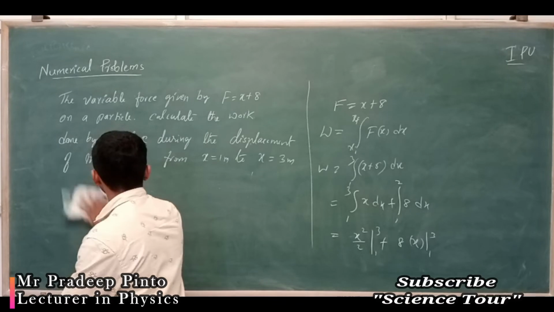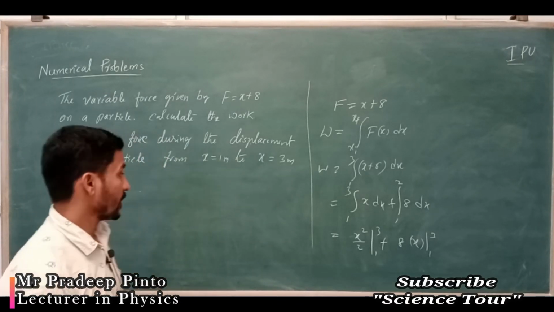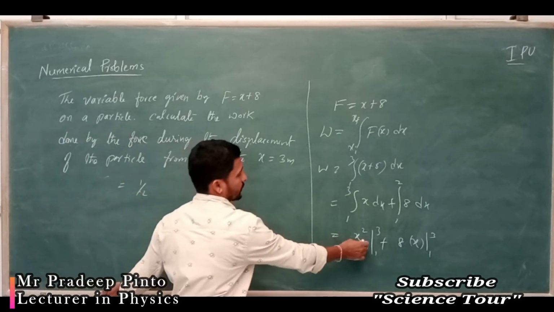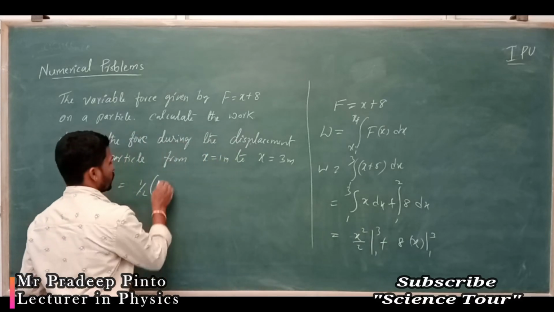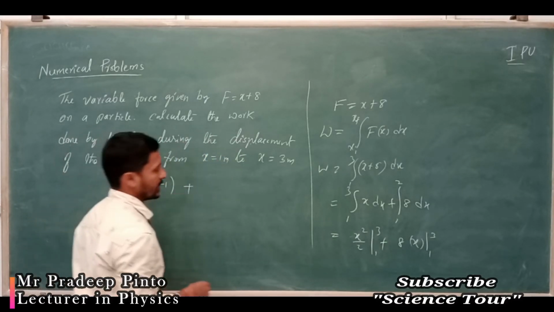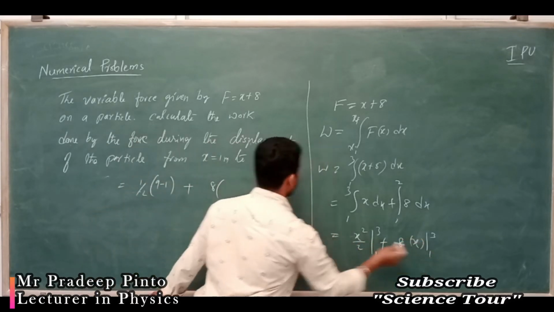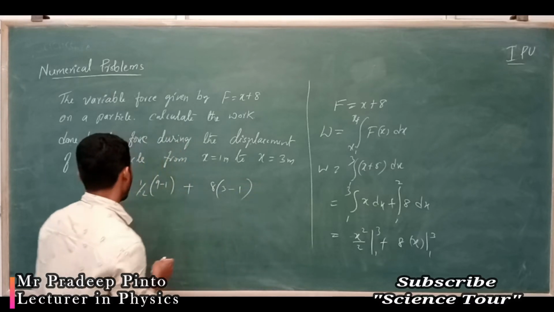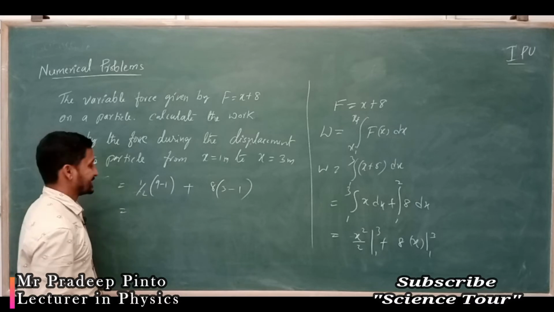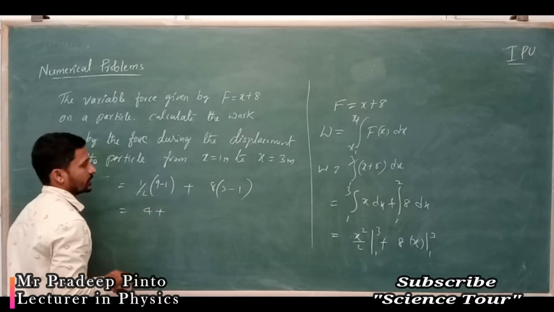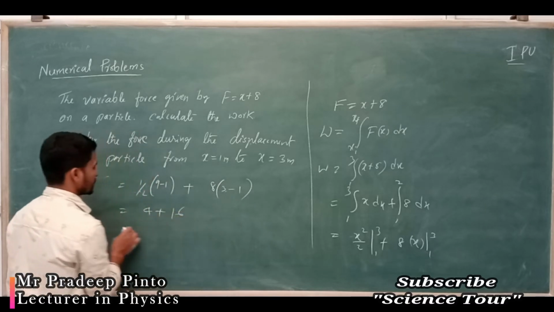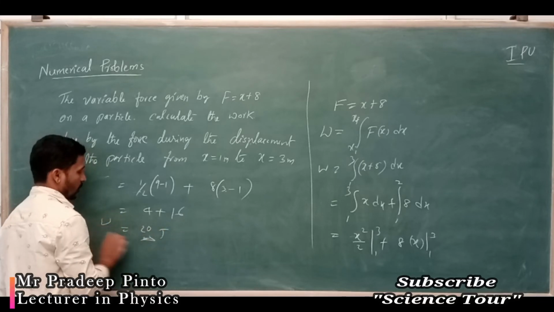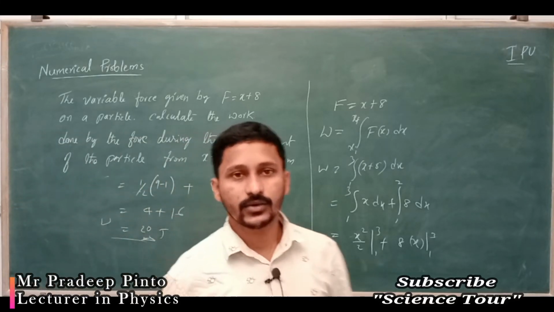I am going to erase this so that I can write down the answer here. Now what we are going to get: 1 by 2, you will take it out. Upper limit minus lower limit, so 9 minus 1, plus 8 times upper limit minus lower limit. At the place of x you put 3, and then you put 1, so you get 9 minus 1, which is 8, 8 by 2 is 4, plus 8 times 3 minus 1, which is 2, that is 16. So it becomes 20 joules, the work done by that variable force.